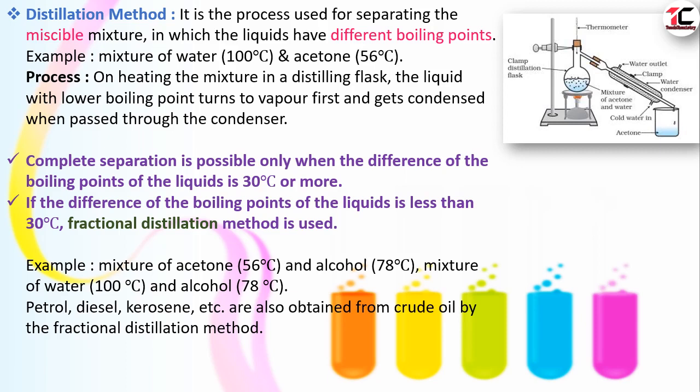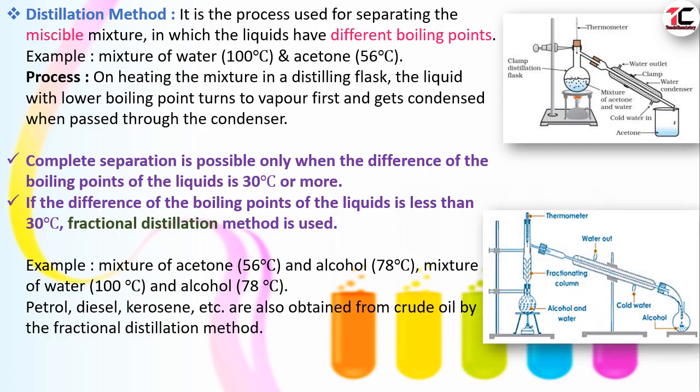Here are some notes for you. Complete separation is possible only when the difference of the boiling points of the liquids is 30 degrees Celsius or more. But if the difference of the boiling points of the liquids is less than 30 degrees Celsius, then we will use another method called the fractional distillation method. We can separate a mixture of acetone and alcohol. The boiling point of acetone is 56 degrees Celsius and alcohol is 78 degrees Celsius. Let us see the diagram.